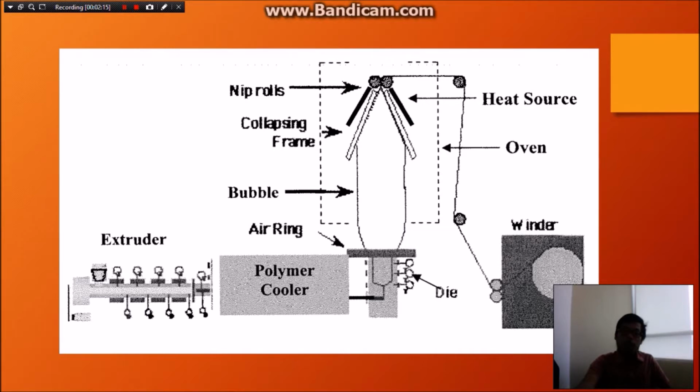This is the figure about the process. We can see the whole process starts from the extruder, then the bubble, nip roll, heat source, oven, and winder.